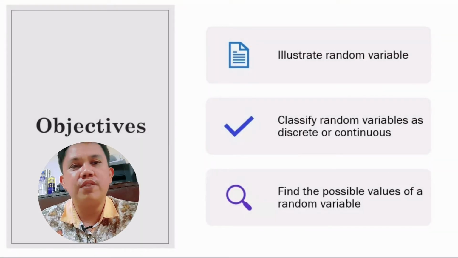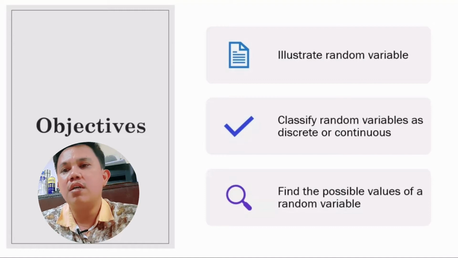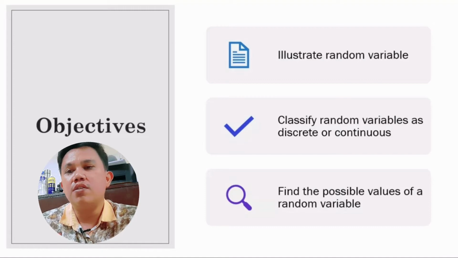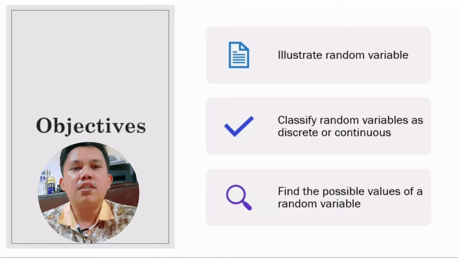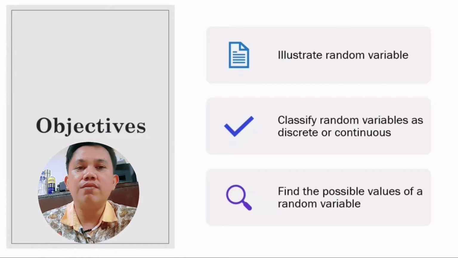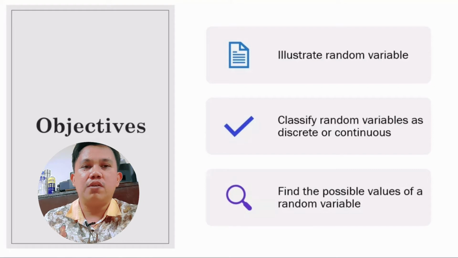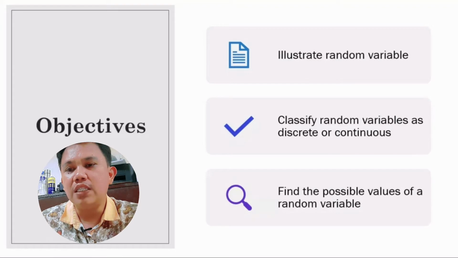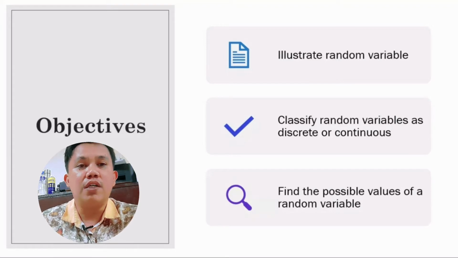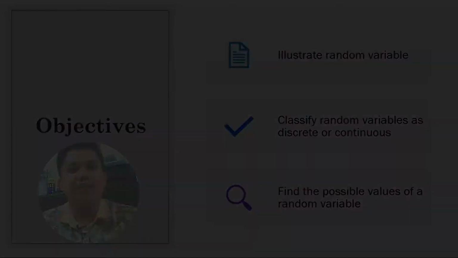Okay, so unahin natin tong objectives natin. So, we have 3 objectives here. Number 1 is illustrate random variable. So, I hope at the end of this lesson, you can understand the concept of the random variable. Number 2 is you can classify random variables as discrete random variables or continuous random variables. I hope you can distinguish or determine if the given random variables is an example of a discrete random variable or a continuous random variable. Last objective is we have to find the possible values of a random variables. Okay? So, simulan na natin.